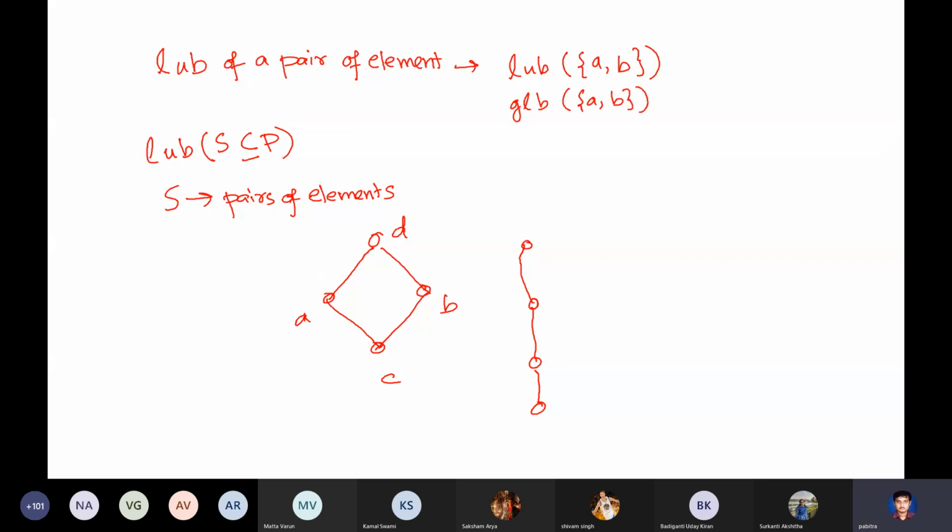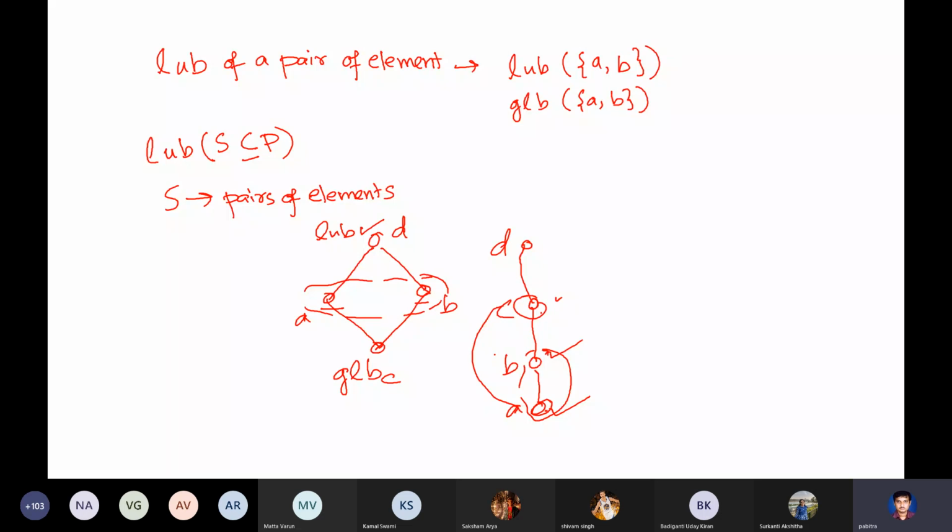So what if I take this pair, let's say this and this. What is the least upper bound? The least upper bound is this. And what is the greatest lower bound? The greatest lower bound is this. Let's take something here, A, B, C, and D. I take A and B. The least upper bound is this. The greatest lower bound is this. Let's take A and C, so this and this is my set. The least upper bound is this. The greatest lower bound is this. So I define these for a pair of elements.